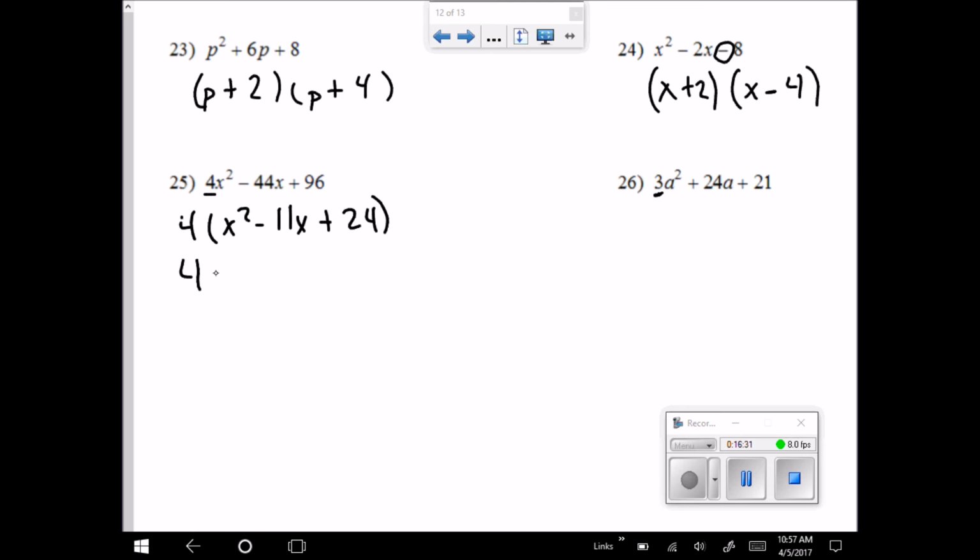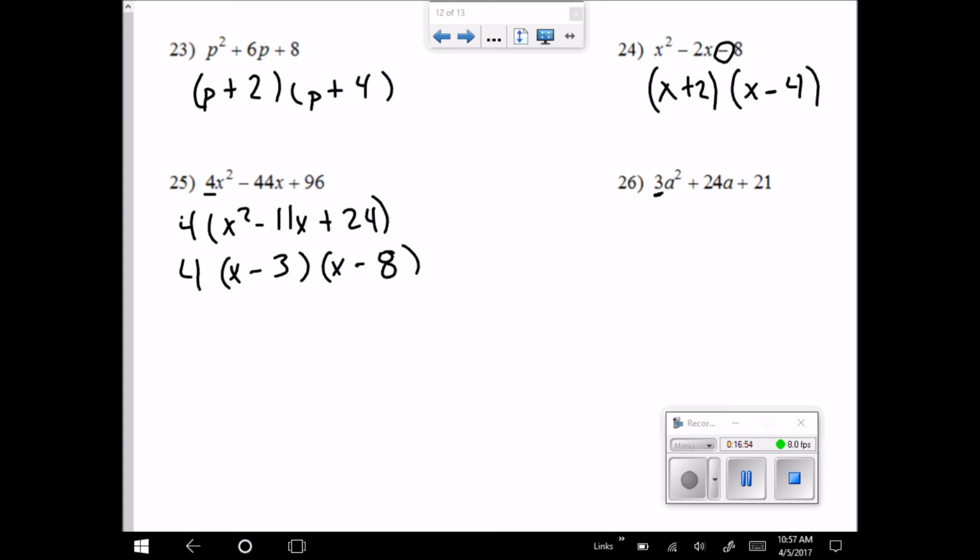So then we can factor this. We have the same signs because C is positive. They're going to be negative. We need factors of 24 that will add up to 11. So we got to think about that. We'll get 3 and 8, and then we are done. And we want that 4 out in front. Don't take this away.